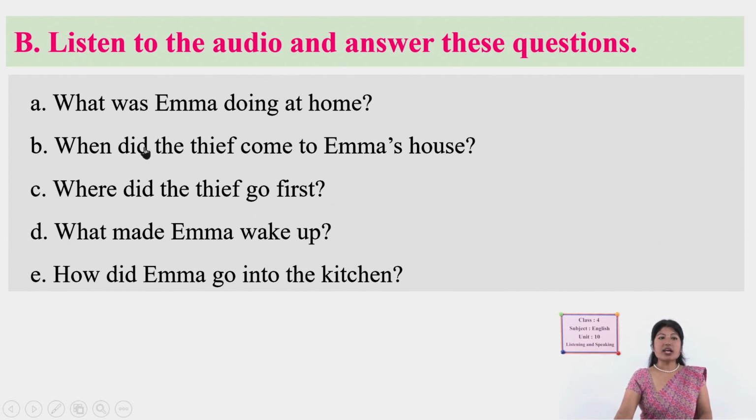Number B, when did the thief come to Emma's house? Which time was it? Maybe related to time, right? At first you have to find the activity that she was doing, and then the time. Number C, where did the thief go first? After entering the house, where did he go first? And number D, what made Emma wake up? Did she wake up? If yes, what made her do so? Number E, how did Emma go to the kitchen? How did she go?